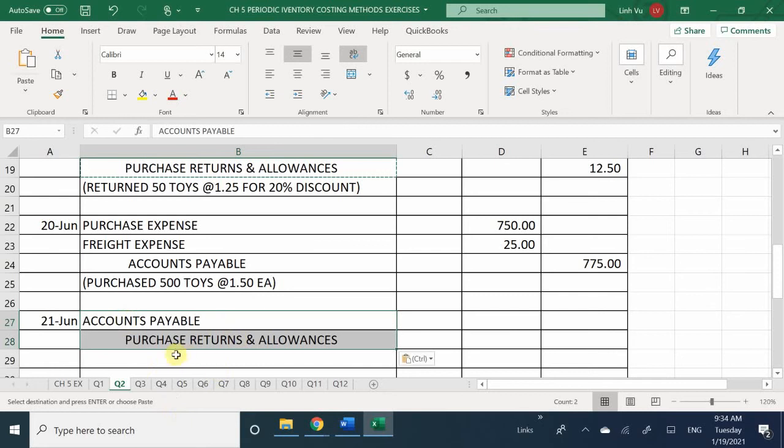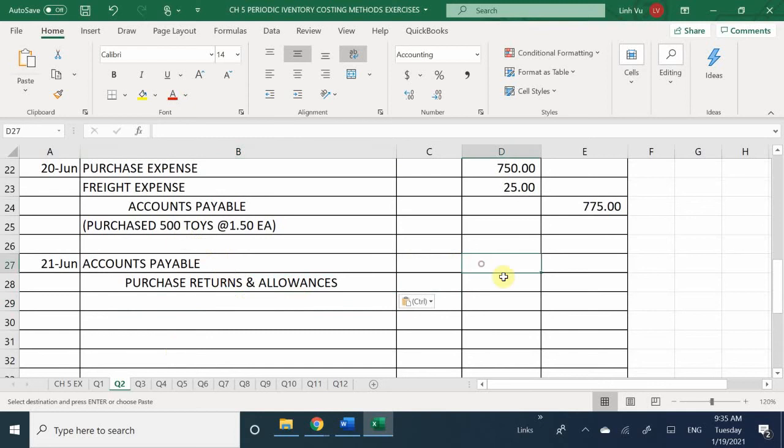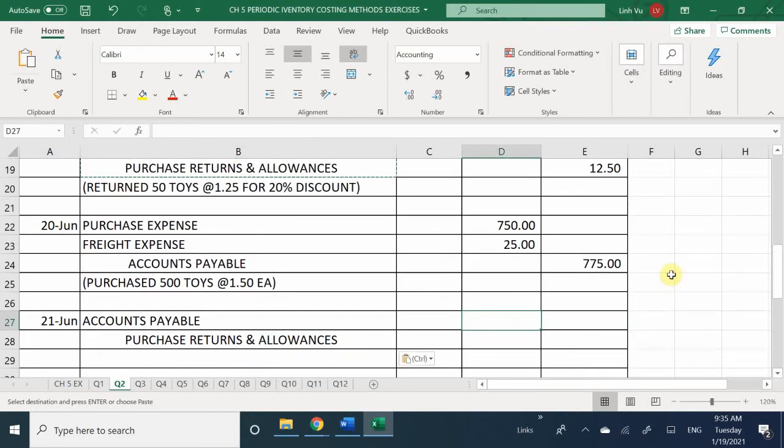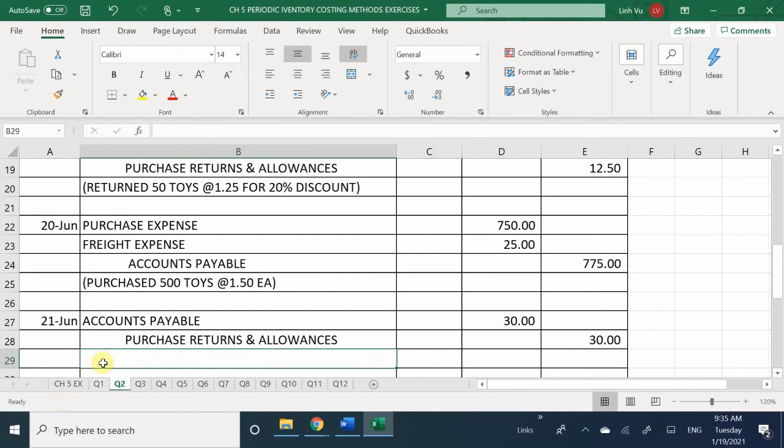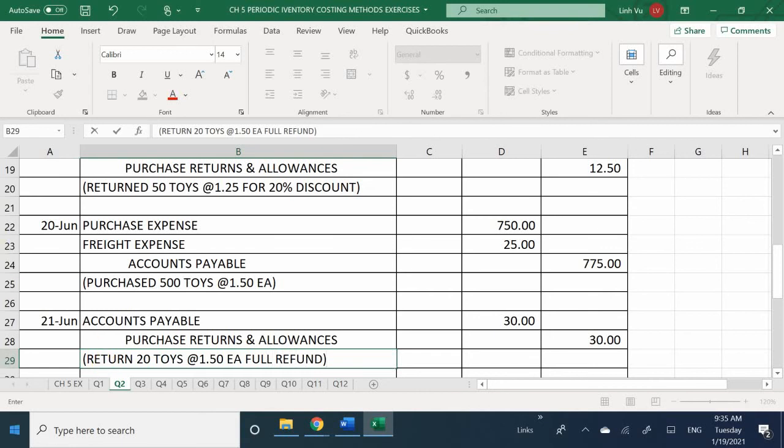All right. And because it's a refund and you're actually returning the product, it's going to be a purchase returns and allowances. So, how much is my actual refund I'm getting? $30. Yes, 20 times 1.50 gives you $30. So therefore, I'm going to be returning all of that amount. Okay? And I'm going to go ahead and write return 20 toys at $1.50 each, full refund.